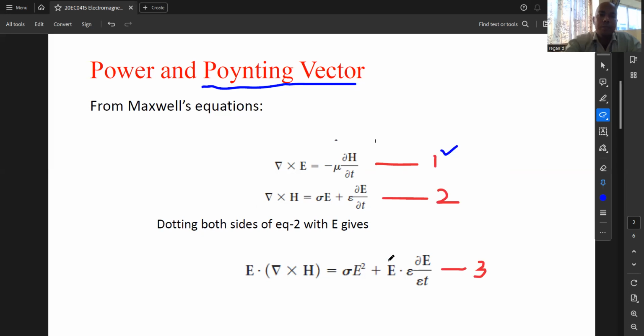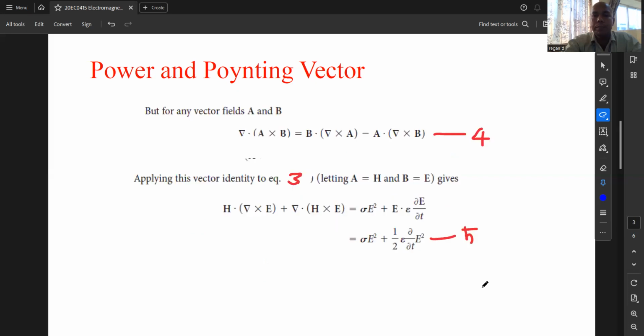Now I'm taking equation 2. On both sides of equation 2, I'm making a dot operation with E. So E dot del cross H is equal to sigma E dot E, which is E square, plus E dot epsilon dou E divided by dou T. So that is equation 3.